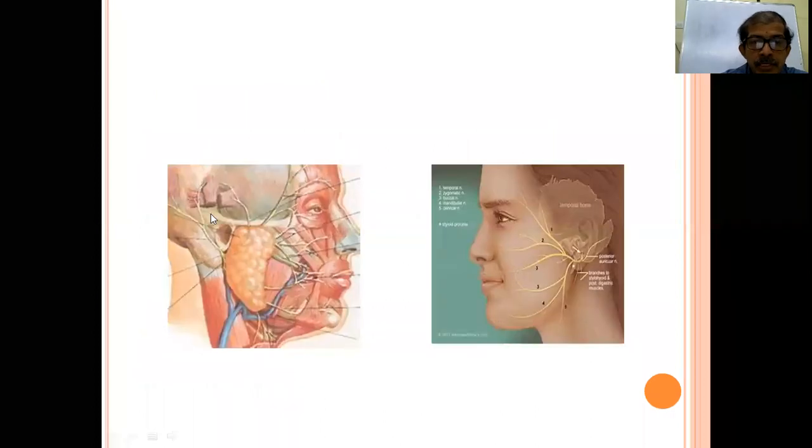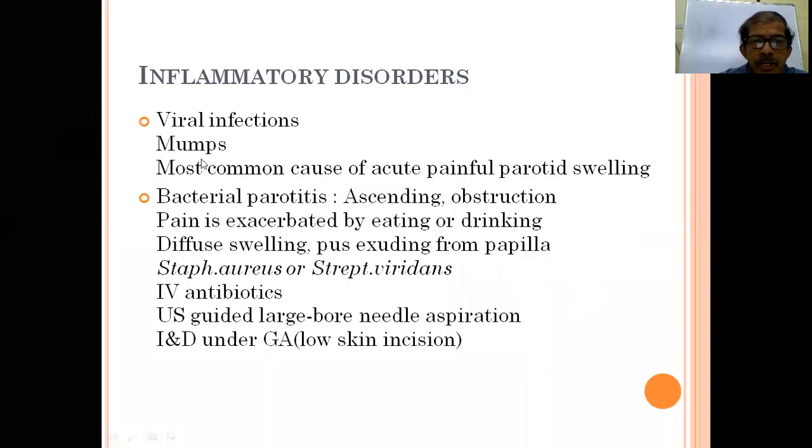So this is the anatomy. This is the zygomatic process, this is the bony point of the ear, and then you have the mastoid and, anteriorly, the masseter muscle. This is the retromandibular vein. This is the nerve that will divide into two parts, zygomatico-temporal and cervico-facial.